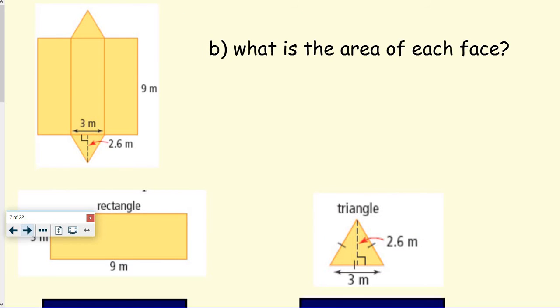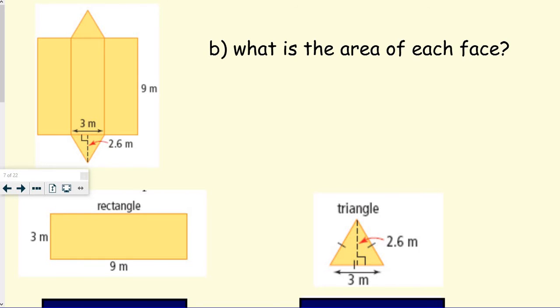So if we know that this is 2.6, that's also 2.6 right here, because it has to reach to the top. Actually no, because it's the hypotenuse, it's not the height. So we've got three rectangles and 2 triangles.